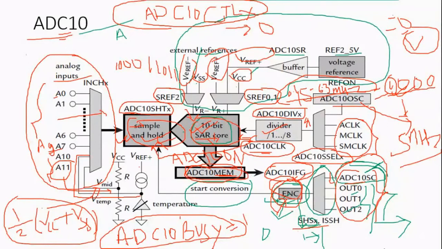When the conversion is over, I am going to reset the ENC bit. So this bit you have to reset to show that the conversion is over. Whenever you want to start the conversion again, you have to set ENC equal to 1, and it will continue again.